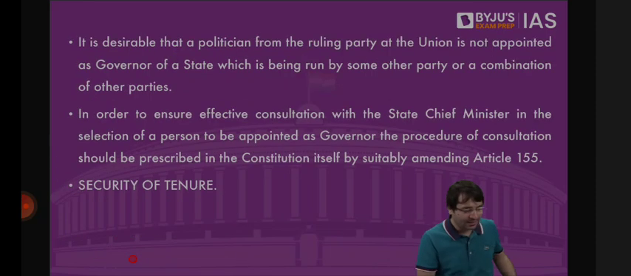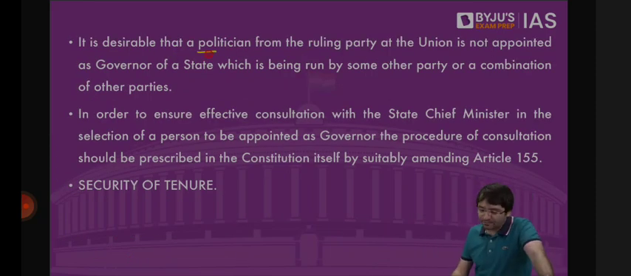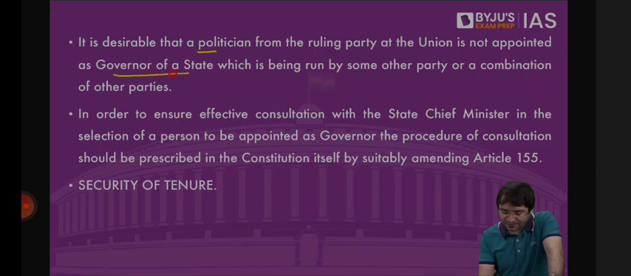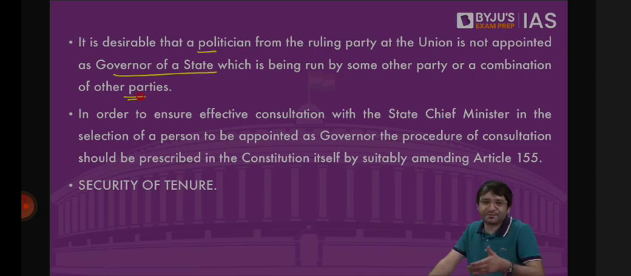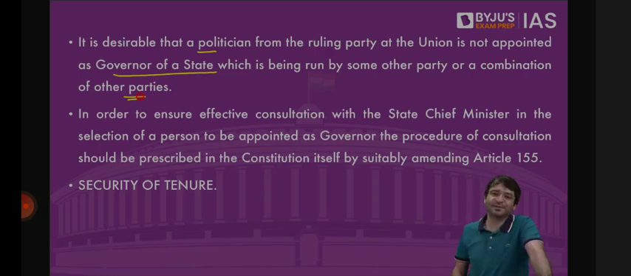It is desirable that a politician from the ruling party at the union is not appointed as the governor of a state which is being run by some other party or a combination of other parties. When governor of Maharashtra was Mr. Bhagat Singh Koshyari, and the government was of Congress, Shiv Sena, and the NCP, there was trouble. But the moment this combination changed and came Mr. Devendra Fadnavis, Mr. Eknath Shinde, suddenly there is a beautiful working relationship between the governor and the chief minister. And the problem source is the same.